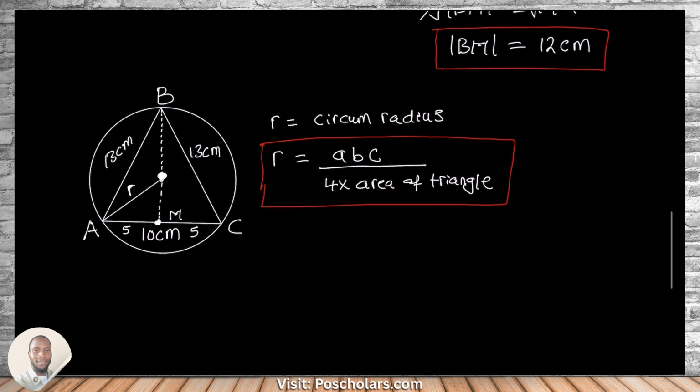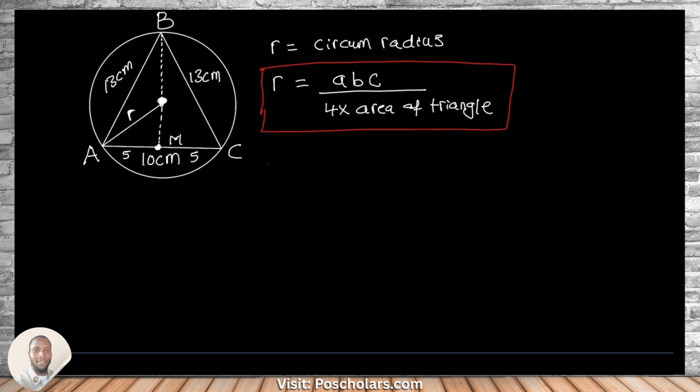Now, let's solve this quickly. Without wasting much time, R is equal to, what is A? A represents the sides of the triangle. And what are the sides? 13 centimeter, 13 centimeter, and 10 centimeter, right? The whole of this place is 10 centimeter. So A becomes 13 times 13 times 10 over the denominator now 4 times area of triangle. You come back here.